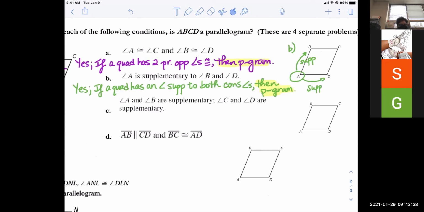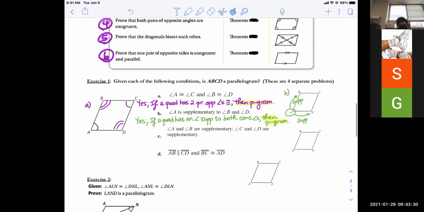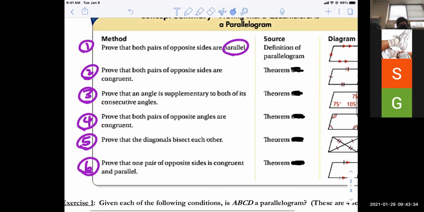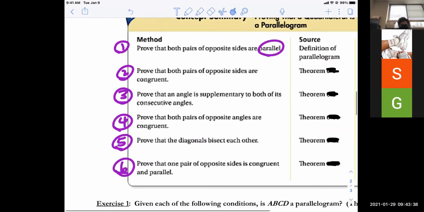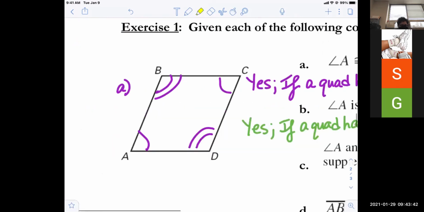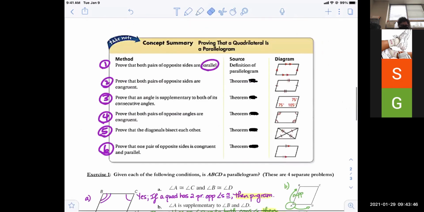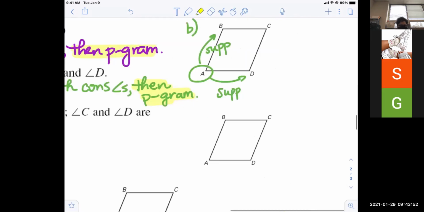Which one is that up here? Yeah, that's number 3, right? What was the first one? Which one is that? Number 4. Both pairs of opposite angles are congruent. Okay. C, we'll do over here.